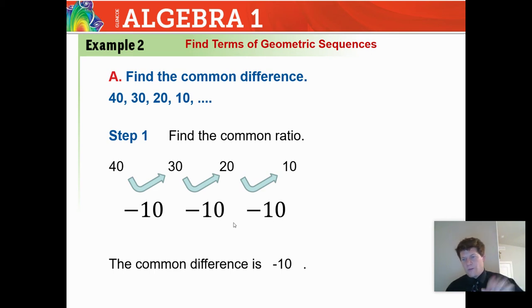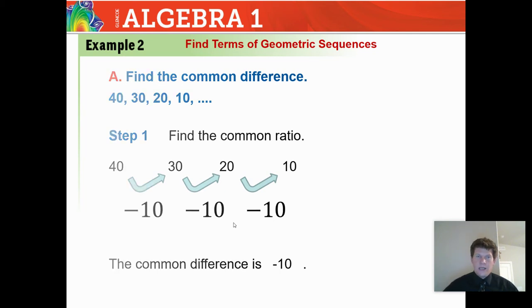So I know it's arithmetic. It changes the same way every time. And since it's changing by subtracting, it makes it arithmetic. And I know what that subtraction is. It's negative 10, which is my common difference.